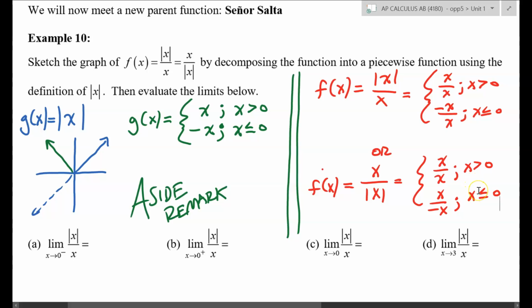Still doing okay. All right, let's answer these questions. Well, actually, before we do that, what's x divided by x? Oh, thank you. What's x divided by negative x? Negative 1. So I have a function that is always 1 and always negative 1? I mean, that's what this is suggesting, right? Let's see what it looks like.